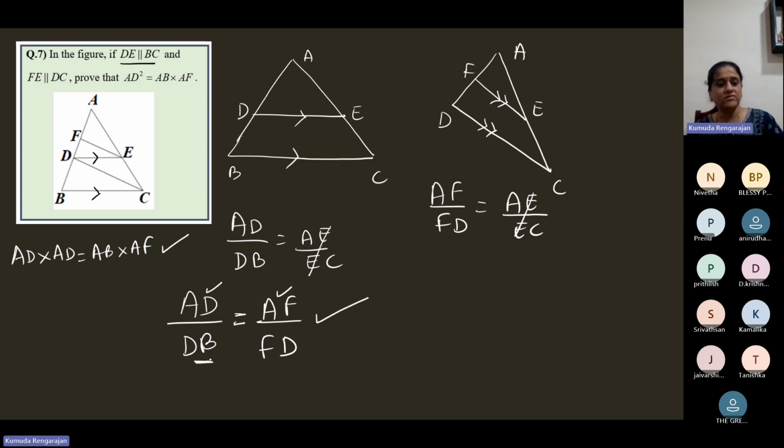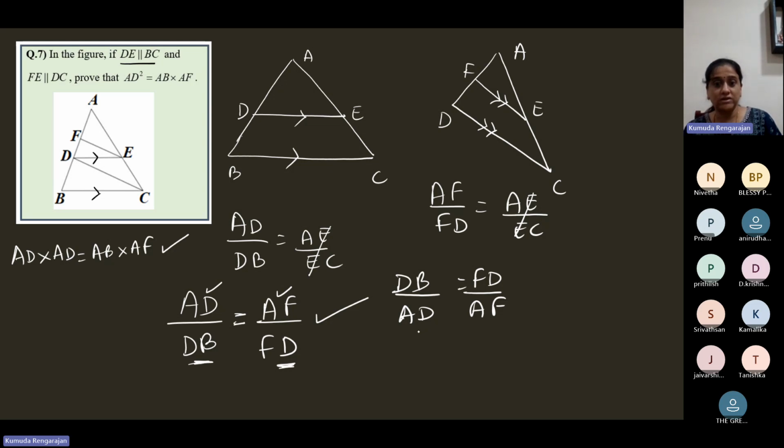Now, is DB in the final result? No, it's not there. Is FD in the final result? No, it's not there. So you don't want DB and FD. What you don't want, keep it in the numerator. What you want, you put in the denominator, because denominator will not change, numerator will change. So take reciprocals on both the sides. So you get DB by AD equals FD by AF.